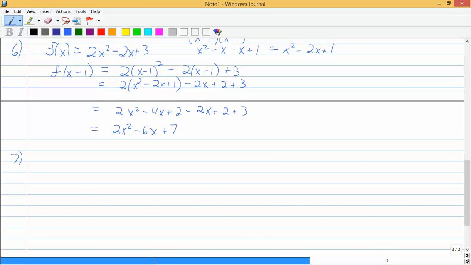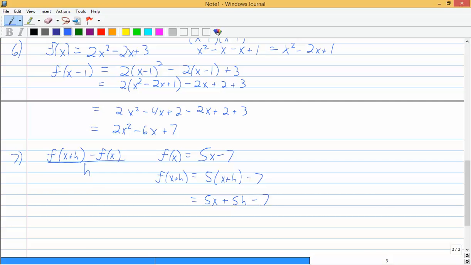Number 7 says to find and simplify the difference quotient, and it gives you the formula for the difference quotient: f of x plus h minus f of x all over h. So f of x is equal to 5x minus 7. The first thing we want to do is find f of x plus h. So f of x plus h is going to be 5 times x plus h minus 7, so that's going to be 5x plus 5h minus 7.